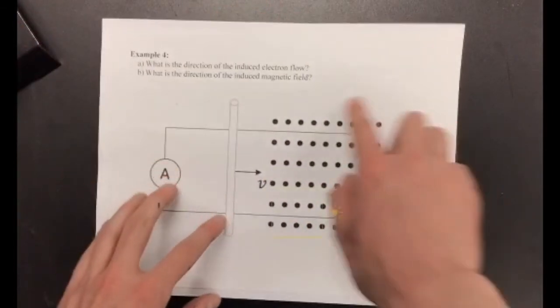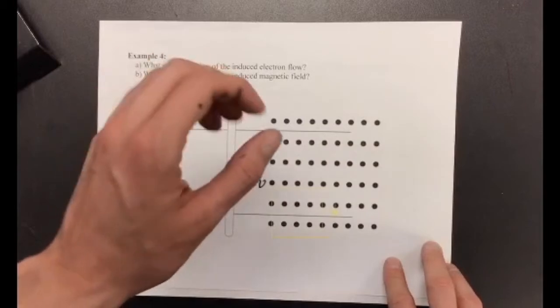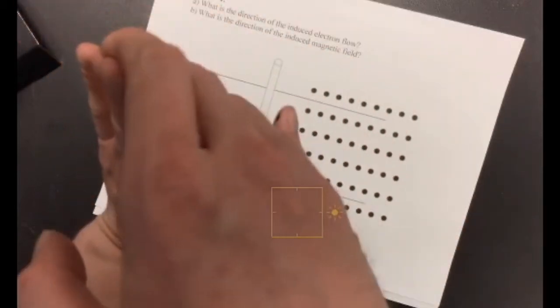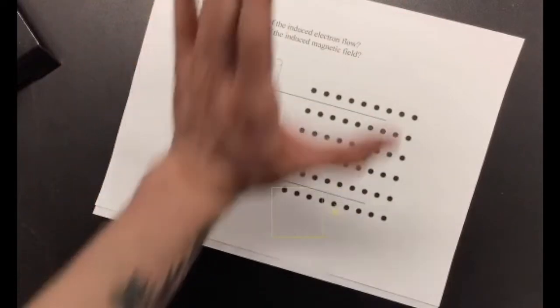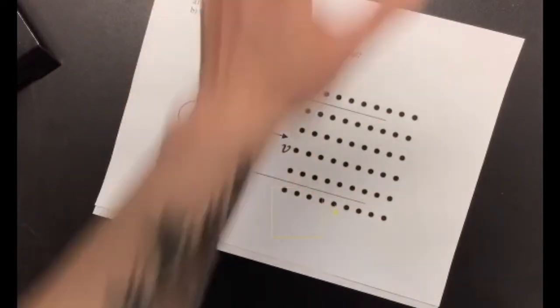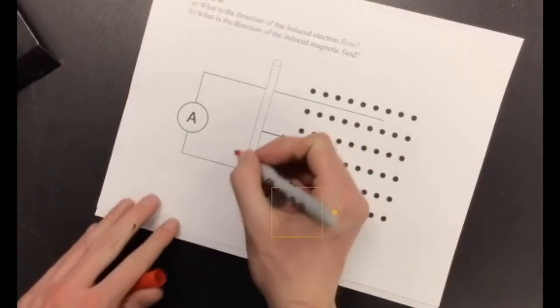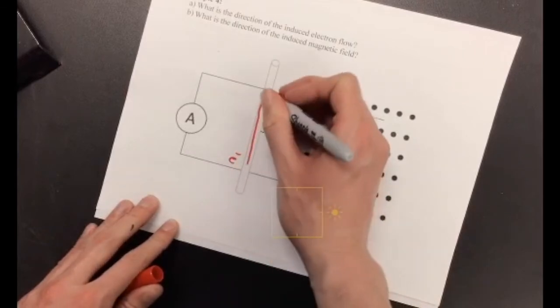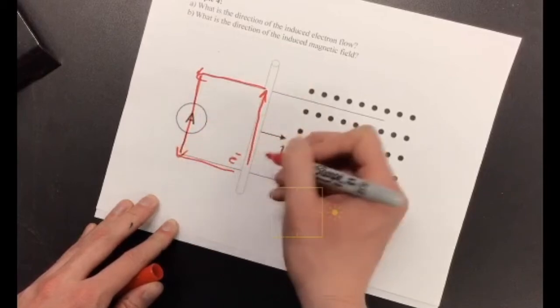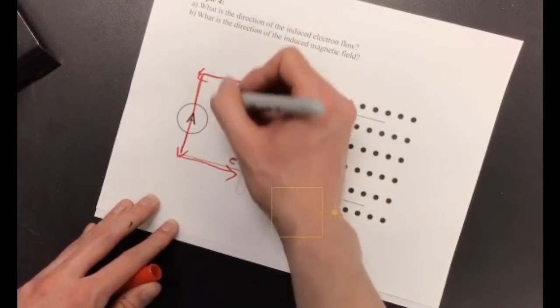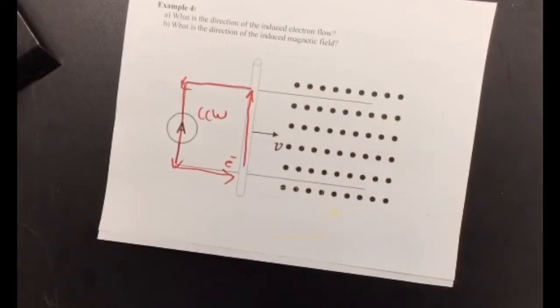Now the magnetic field this time is a bunch of dots. So dots towards you, right? The magnetic field is toward us, and the wire is moving that way. So the electrons are going to be pushed that way through the wire. From this perspective, that means they will flow counterclockwise, from our perspective up here, looking down on it. Okay, so there we go. That's the induced electron flow.